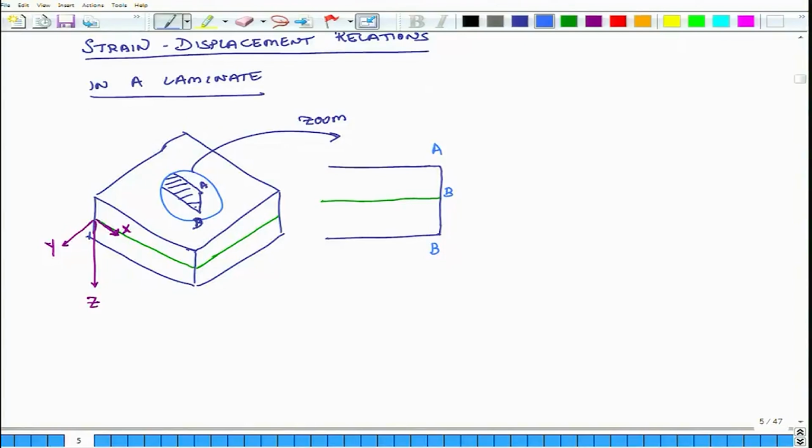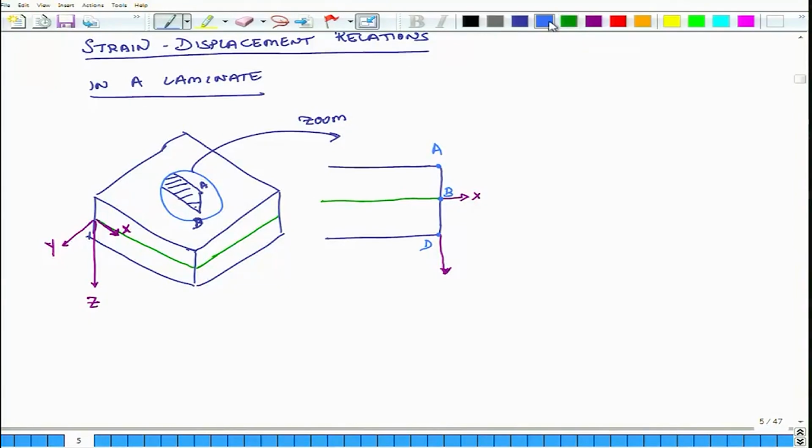So, this is my x axis and, excuse me, this is point D. So, the lower point is point D, this is point A, this is point B, and the axis going normal to the plane of this board, that is my y axis.